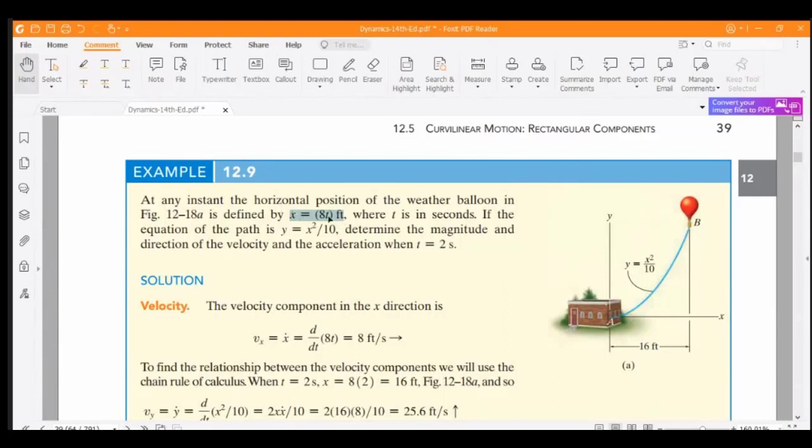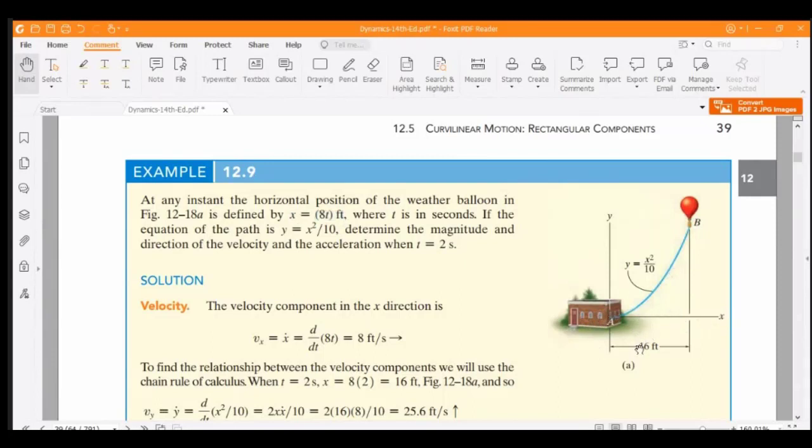What does it mean? What is the story? The balloon is moving, right? Only the horizontal position of the weather balloon is given, in the x direction, 8t feet. This is a function of time. So horizontal position means this direction. From the diagram we can understand it like this.